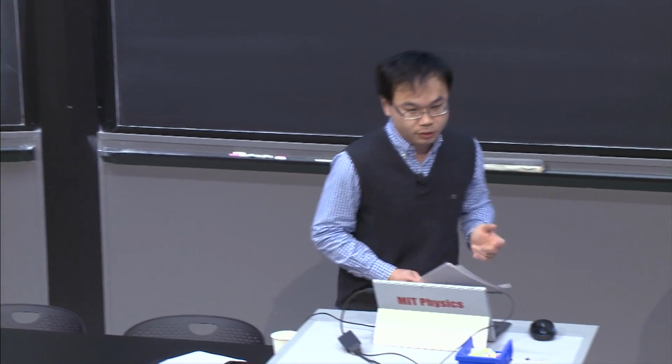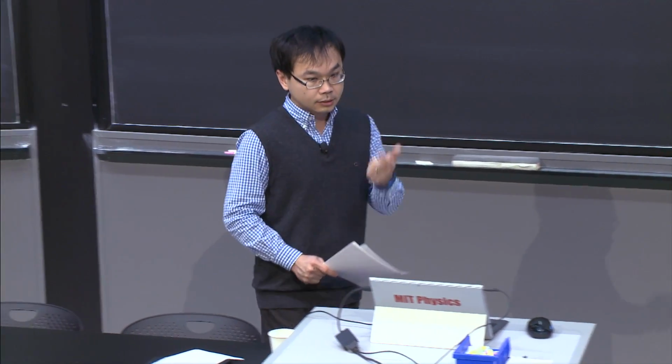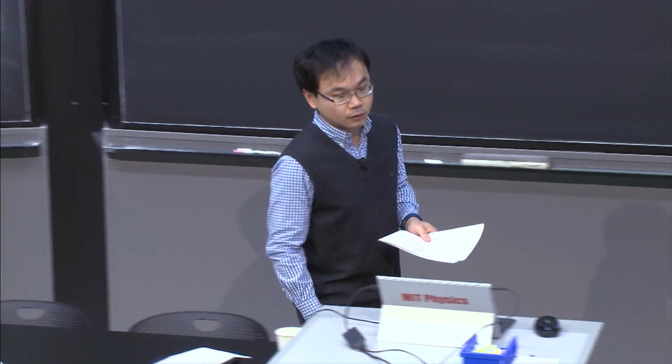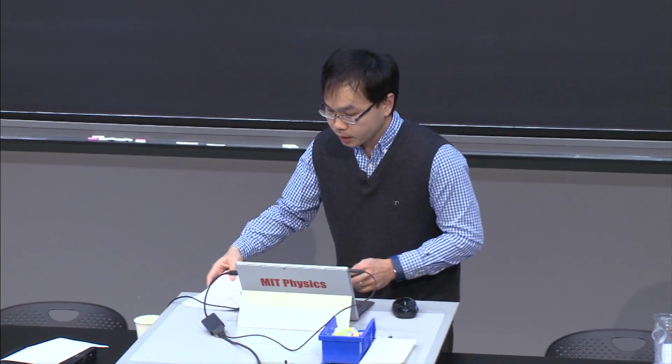Basically, you will see that the general solution depends on the size of gamma compared to omega 0, which is the natural frequency of the system. There are three distinct kinds of solution. They have different mathematical forms, and we call them underdamped solution, critically damped solution, and overdamped solution. Those equations will be given to you, and the excitement is the following.